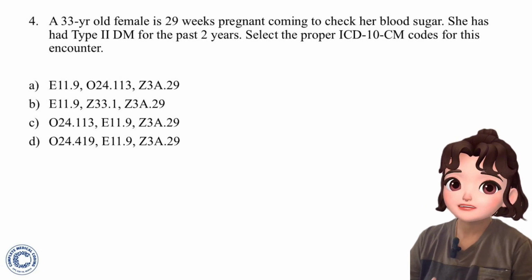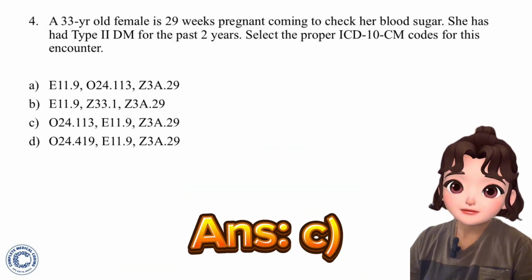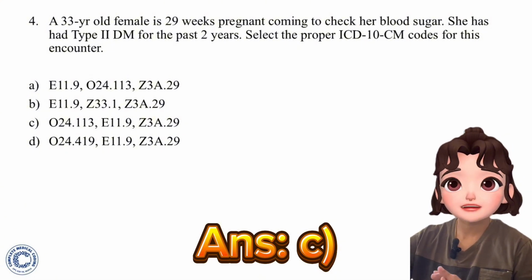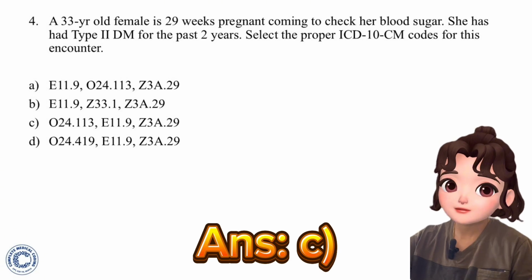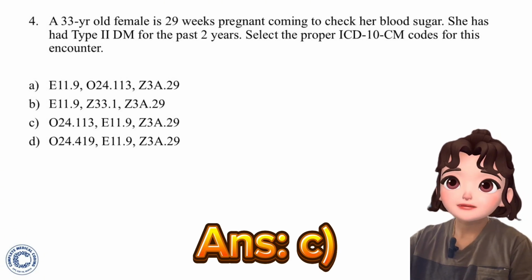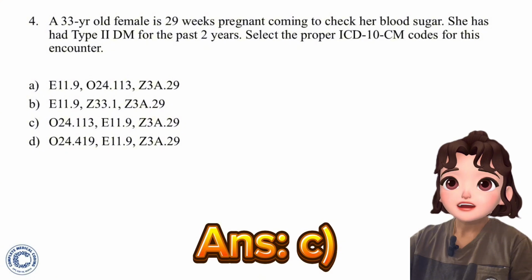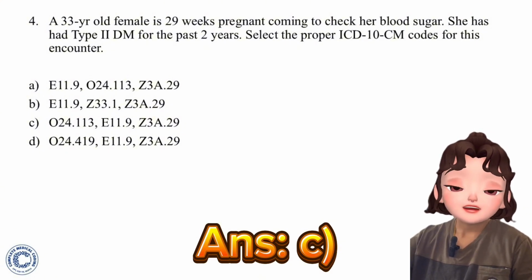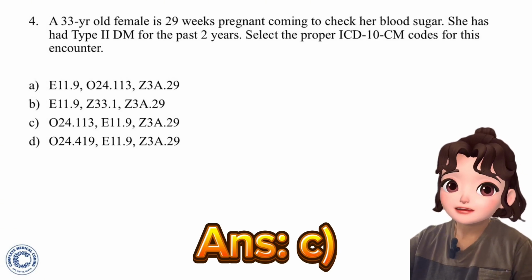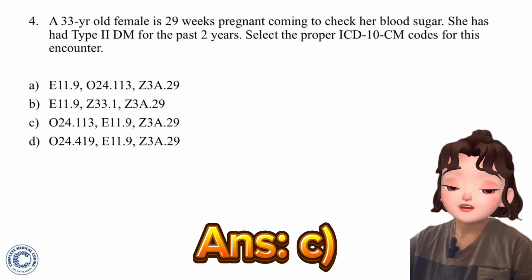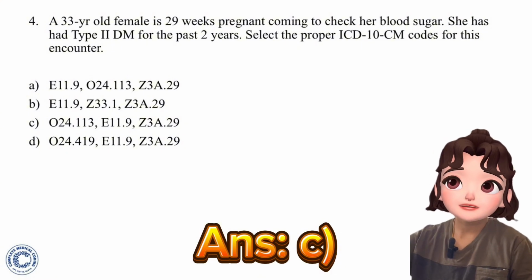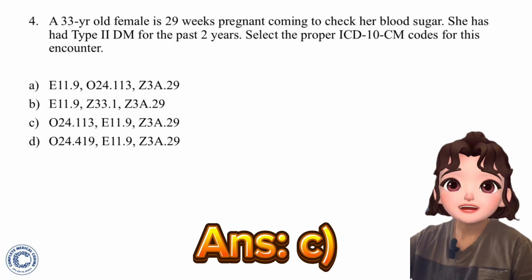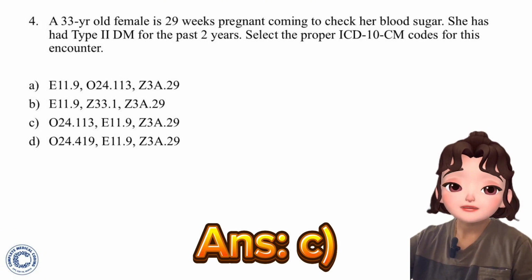So the correct answer will be option C, O24.113. What is O24.113? It means pre-existing diabetes. So she's already having it. So pre-existing type 2 diabetes in pregnancy, third trimester, along with E11.9. You have to code for E11.9 because this is a diabetes which she is already having. So E11.9, DM type 2, along with the number of weeks, Z3A.29, 29 weeks gestation. So the answer is option C. Like this, you have to code for the pregnancy codes.